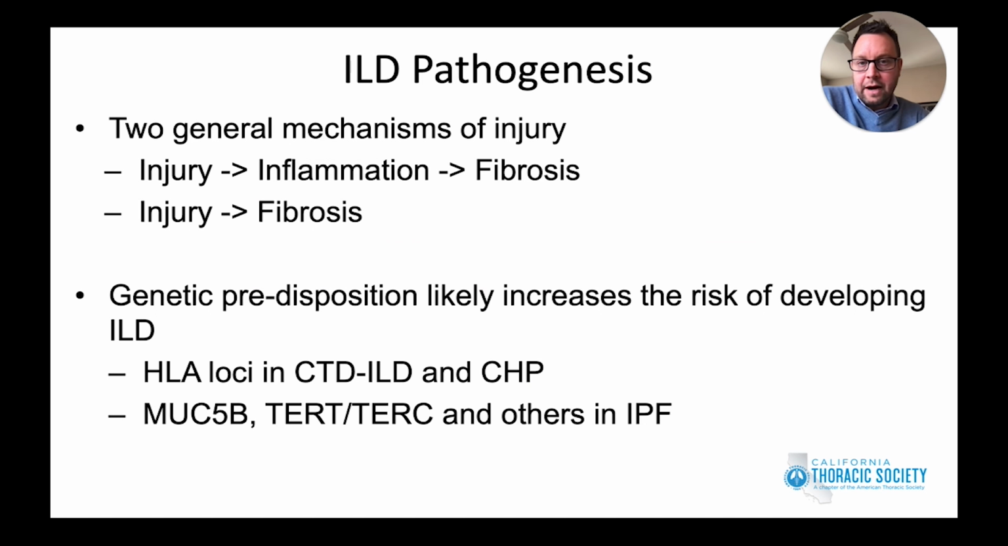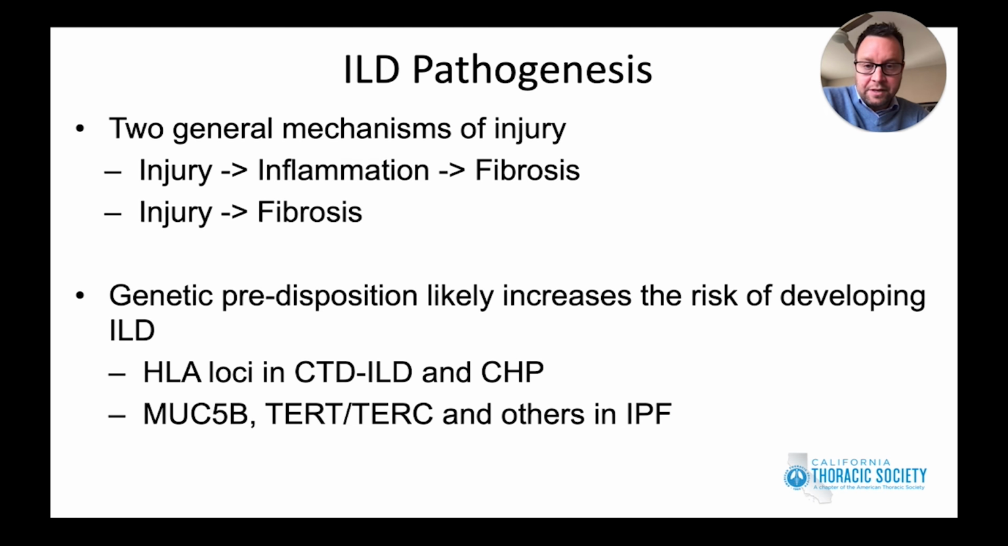So when we think about ILD pathogenesis, there are two general mechanisms of injury. We have injury of whatever etiology that leads to inflammation, and then fibrosis. This is seen most commonly in diseases like hypersensitivity pneumonitis, as well as connective tissue disease ILD. And then we have diseases where there's injury resulting directly in fibrosis, and this is what we see predominantly in patients with idiopathic pulmonary fibrosis.